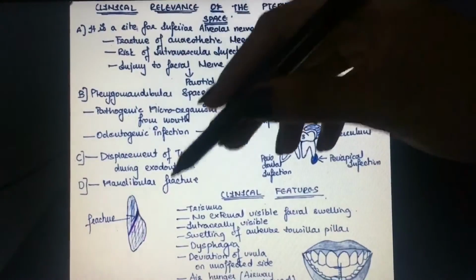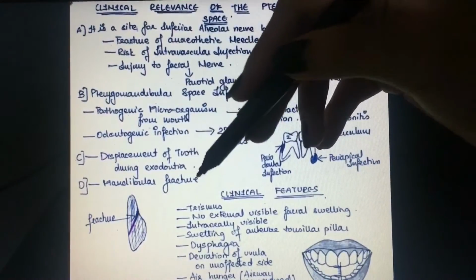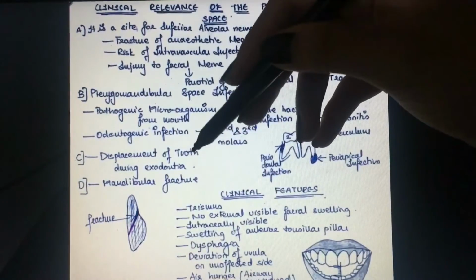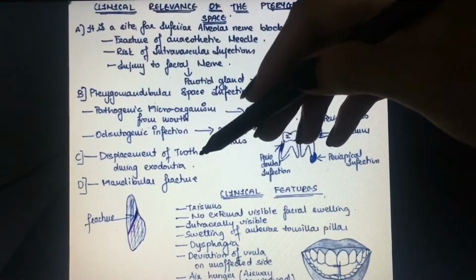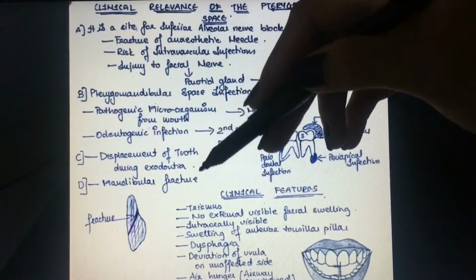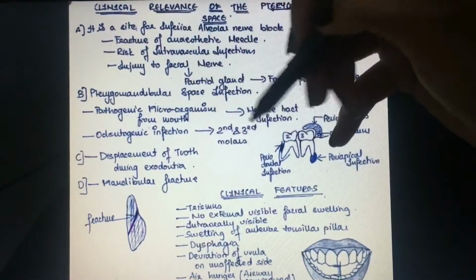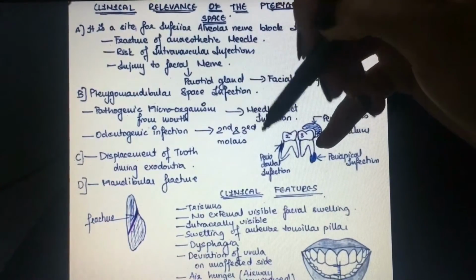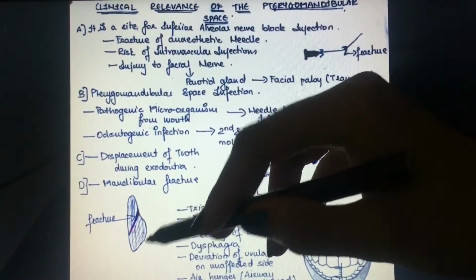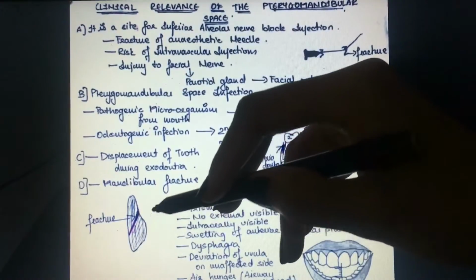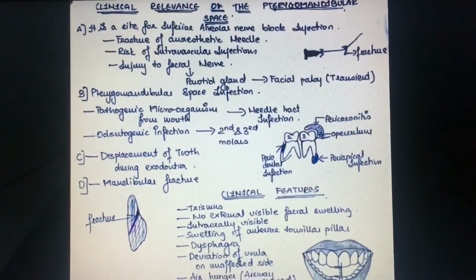Then third is the displacement of the tooth during exodontia. If we apply excessive apical pressure during removal of the tooth from the socket, we may unknowingly displace the tooth. There are many cases where the tooth has been lodged into the pterygomandibular space. The most common tooth is the mandibular third molar. And the fourth and final clinical relevance is mandibular fractures. A mandibular fracture may eventually propagate the infection into the pterygomandibular space.